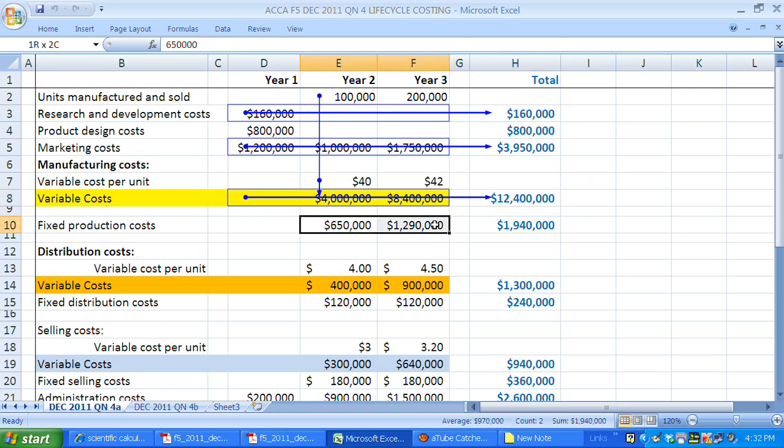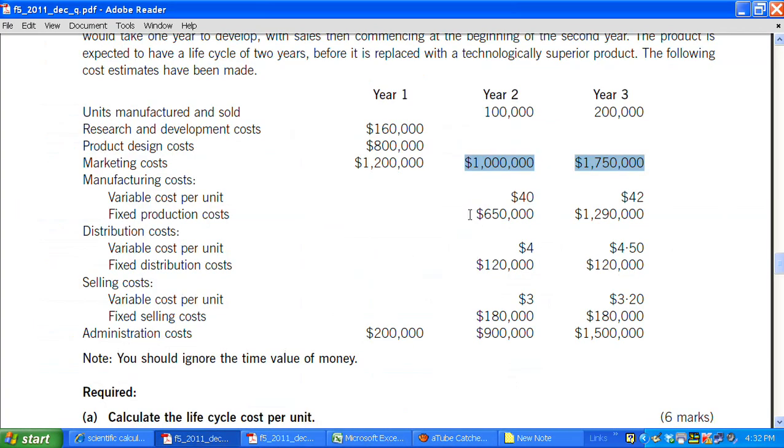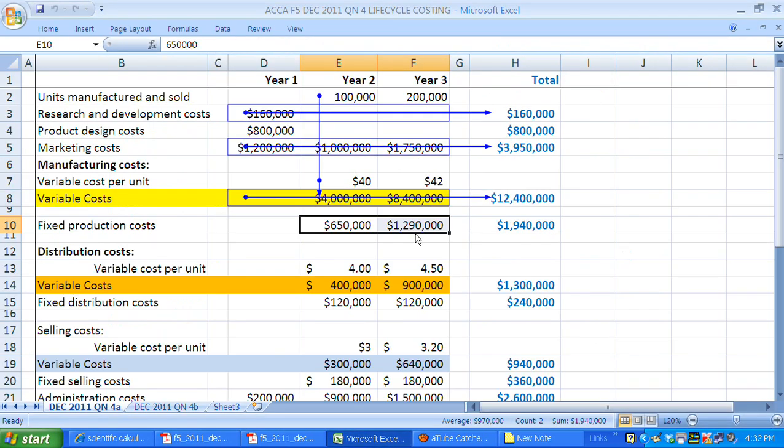Fixed production costs, these two figures I'm getting from here, they do not change. From the question, fixed production costs, and then I plug them here, and then I add them up to give me 1.94.